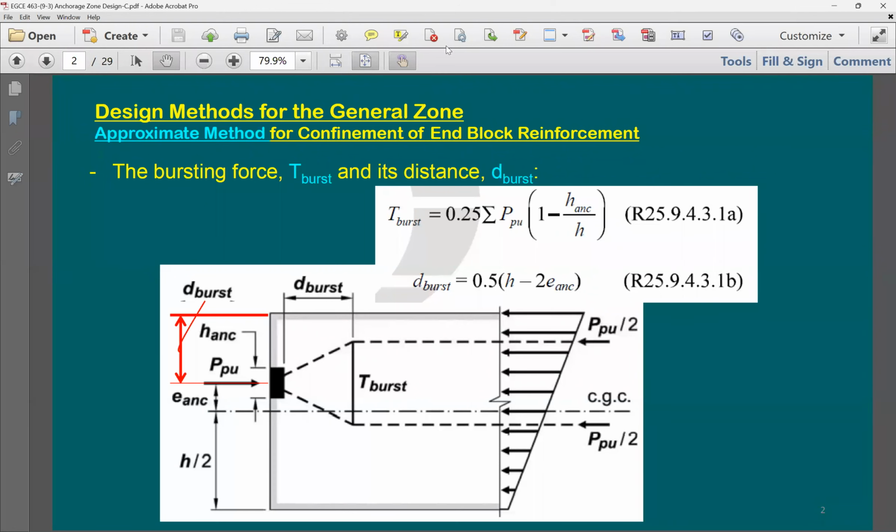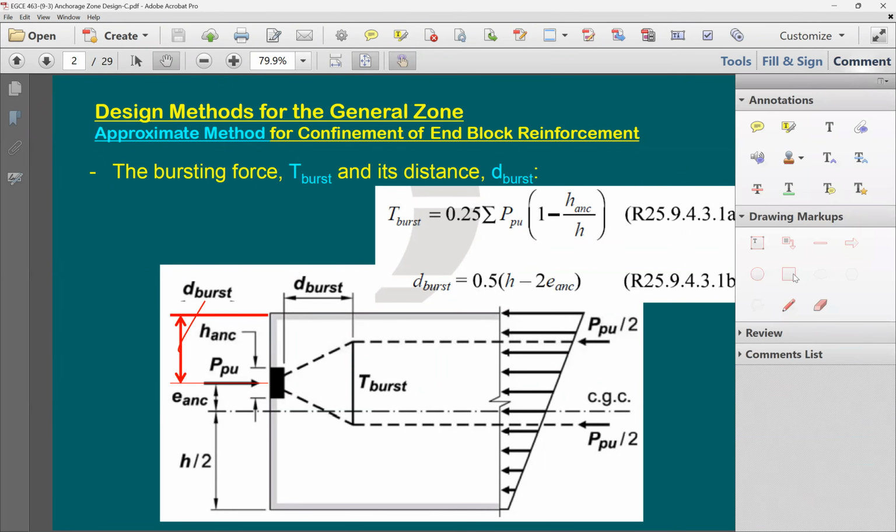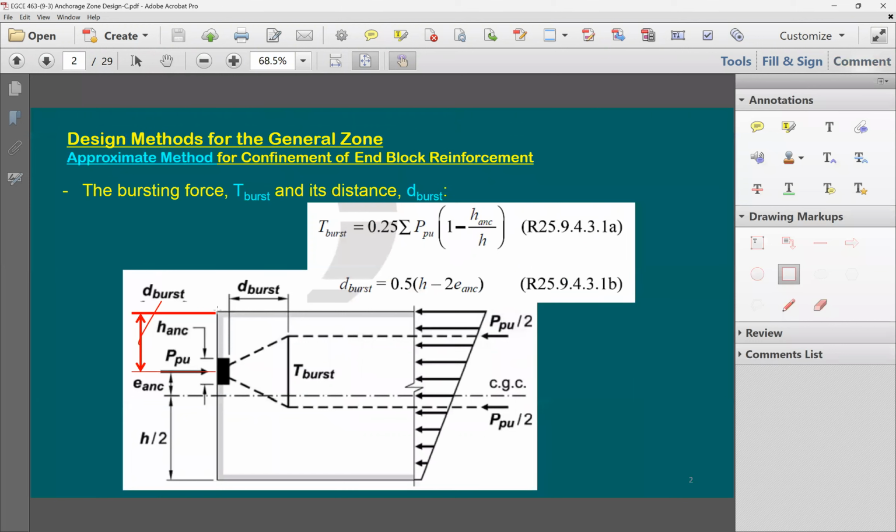This equation makes sense because what happens if I'm going to add here a plate that has the exact height as the beam? Here's my plate. Now the height of the anchor, H anchor, which means the height of this plate, is going to be the same as H.